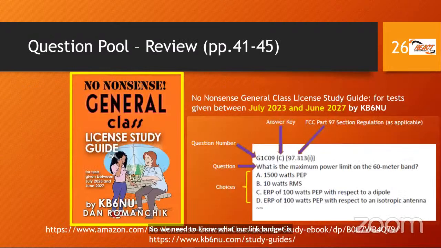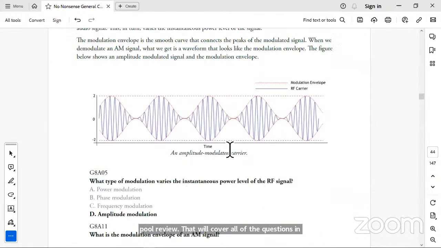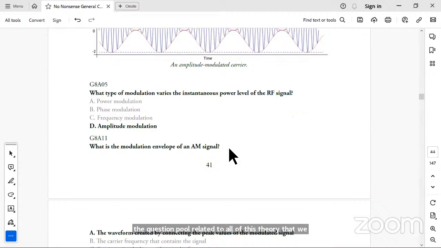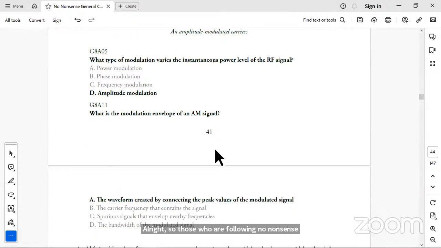All right, so let's go to our usual question pool review that will cover all of the questions in the question pool related to all of the theory that we just covered. All right, so those who are following the No Nonsense Guide, we are on page 41. Let's go.